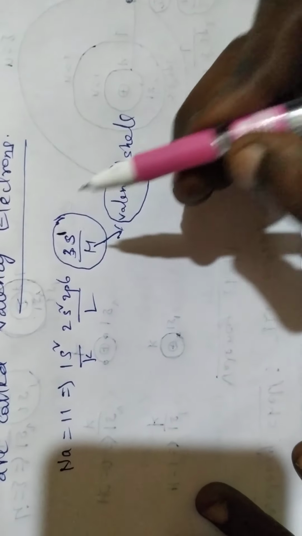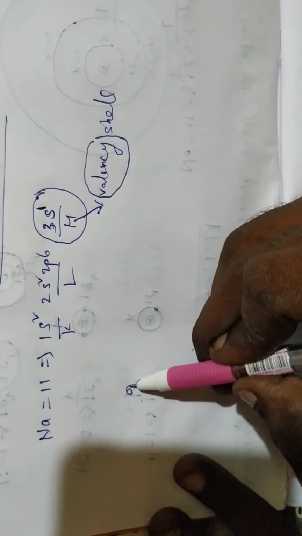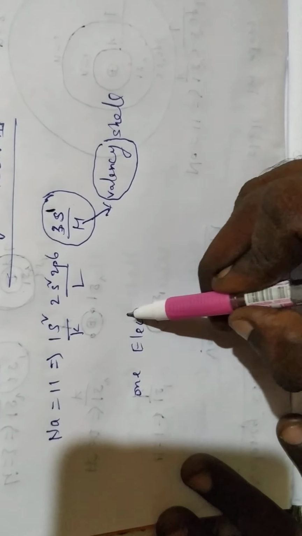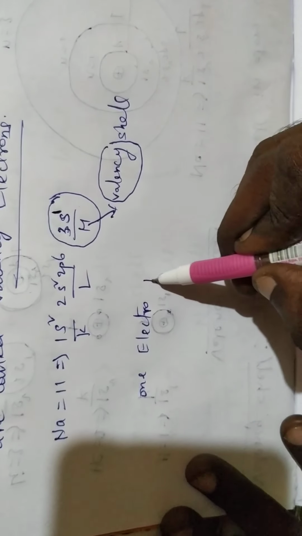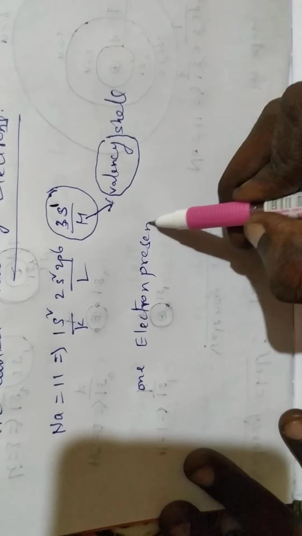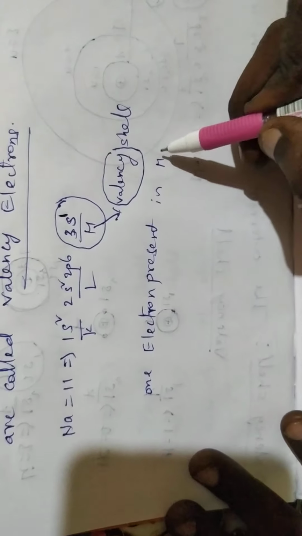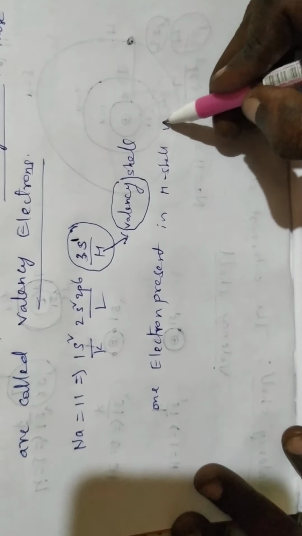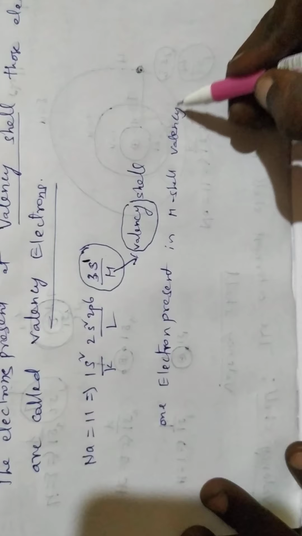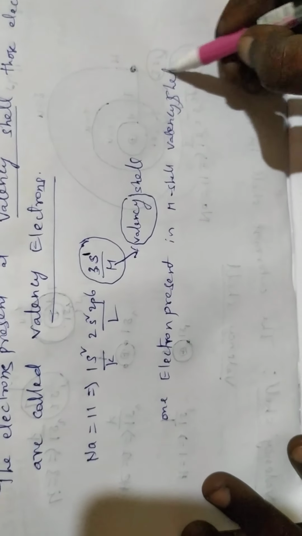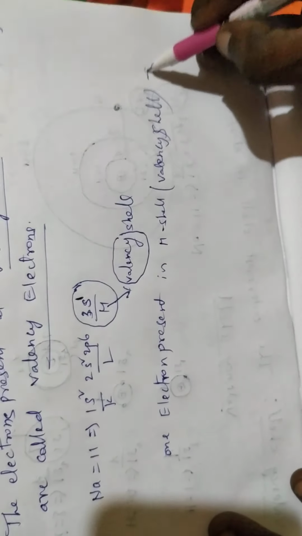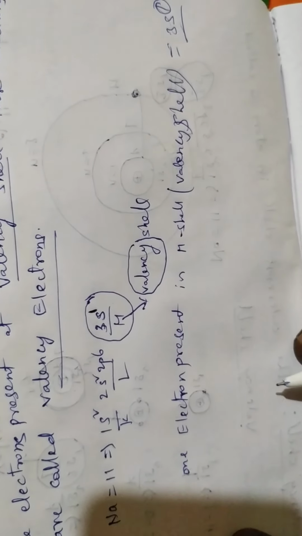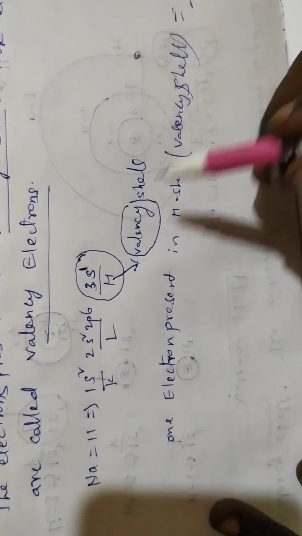Now these are the valence electrons of sodium. How many valence electrons here? One valence electron. One electron is present in the M shell, which is the valence shell. That is the 3s1 electron. In the 3s1, one electron is there. So that is the valence electron.